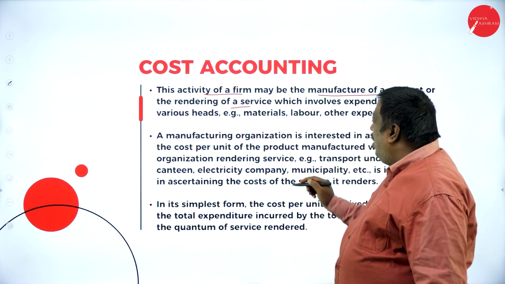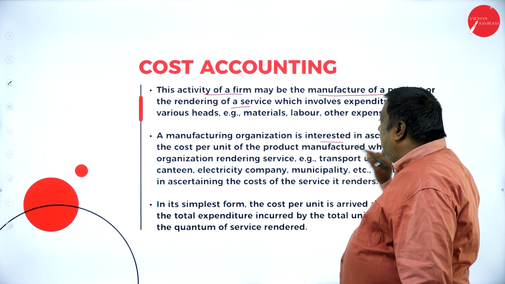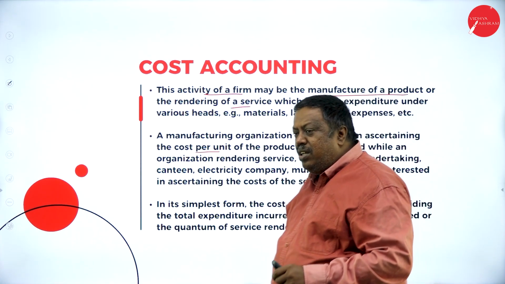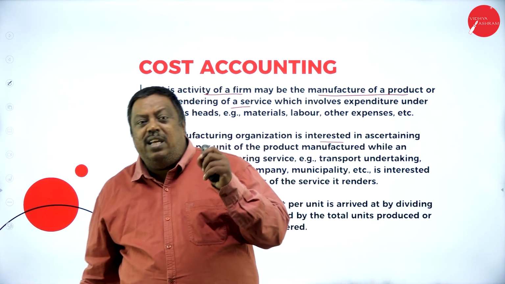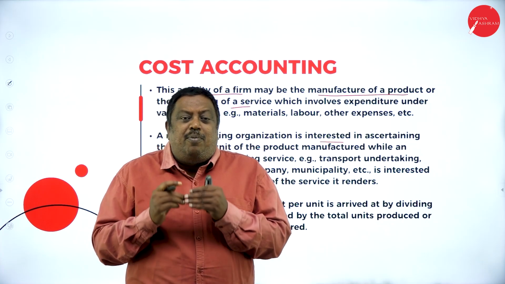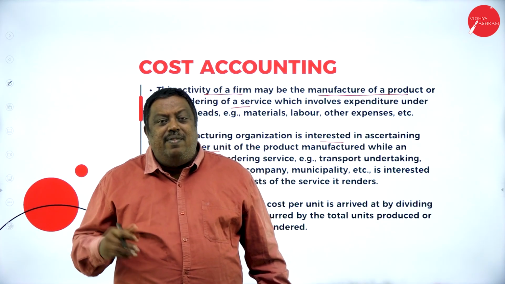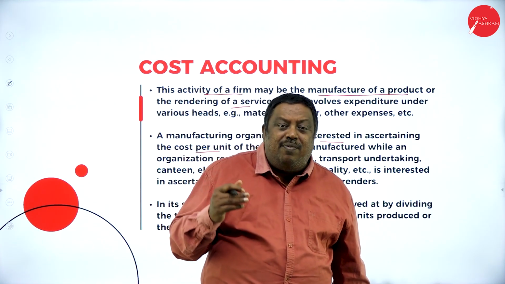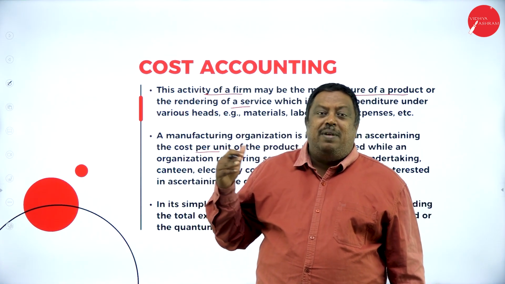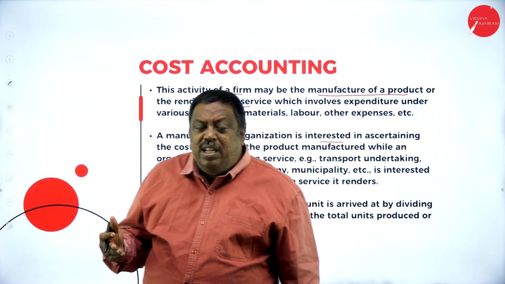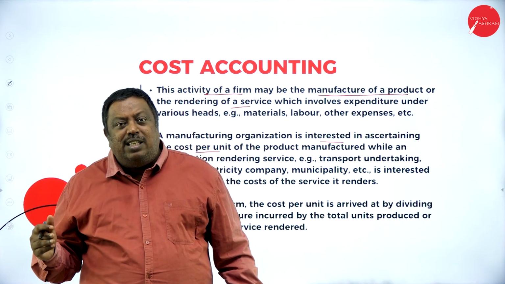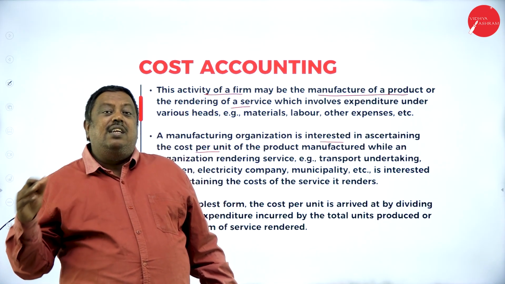A manufacturing organization is interested in ascertaining the cost per unit. Each and every manufacturer wants to know what the actual cost of a product is, so that he can fix a proper price for that product, earn profit and survive in the market for the long run. The price should not be more and the price should not be less. It should be such that he stands stable in the market and the product is sold without any hurdles.